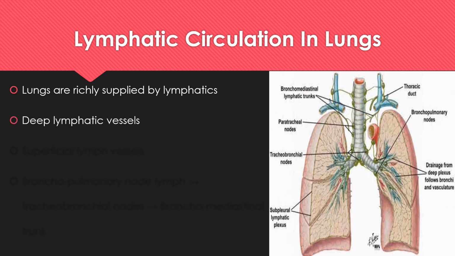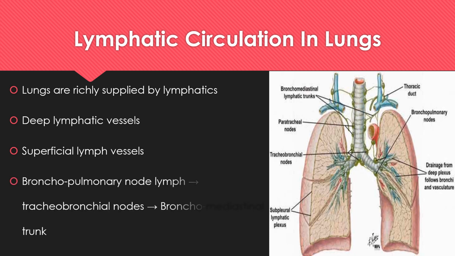The deep lymphatic vessels follow the bronchi. First they drain into the pulmonary nodes and then into the bronchopulmonary nodes. The superficial lymph vessels lie near the surface of the lung and converge onto the bronchopulmonary nodes. From the bronchopulmonary nodes, the lymph drains into the tracheobronchial nodes and then into the bronchomediastinal trunk.